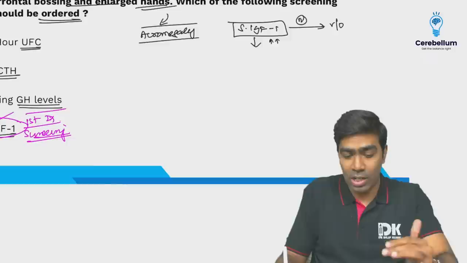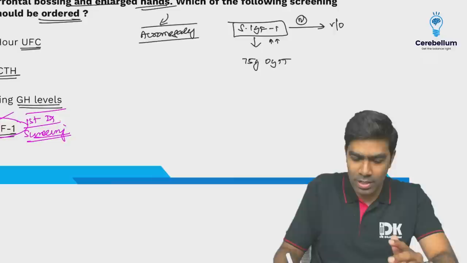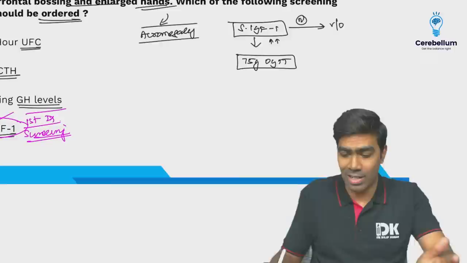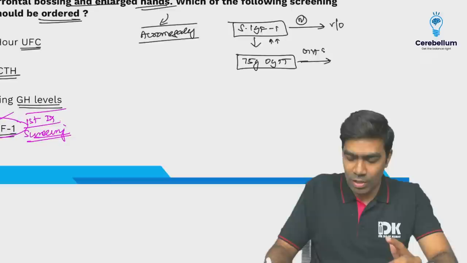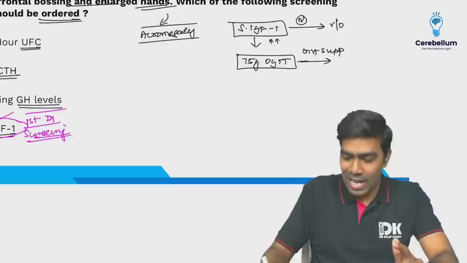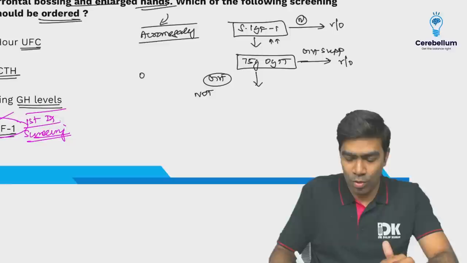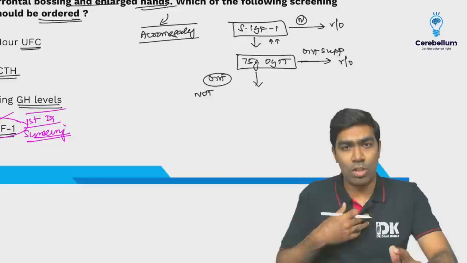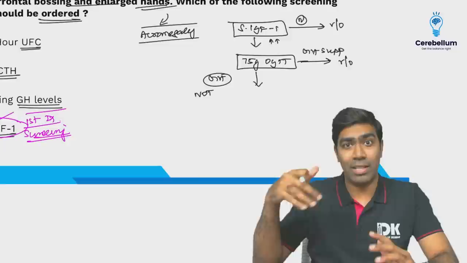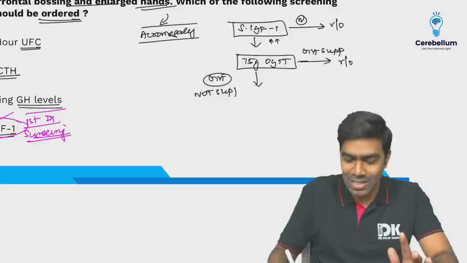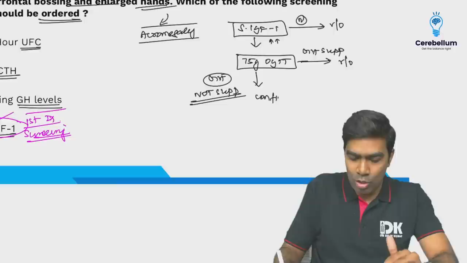How to confirm? You are going to do a 75 gram oral glucose tolerance test, the same test that you use for confirming diabetes. If the 75 gram OGTT shows good growth hormone suppression, if the growth hormone levels are suppressed, then it rules out growth hormone excess. If the growth hormone levels are not suppressed, if the levels are still detectable, the cutoff with older assays is 0.4, and with modern assays the cutoff is 0.1 nanogram per ml. It depends on what assay you use. In our hospital, we use modern assays, so the cutoff is 0.1. In older assays, the cutoff is 0.4. But what you need to know is that if after giving glucose the growth hormone is not suppressed and is persistently high, then it confirms growth hormone excess.